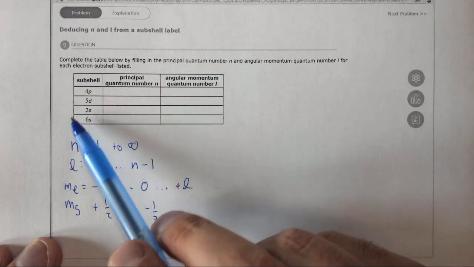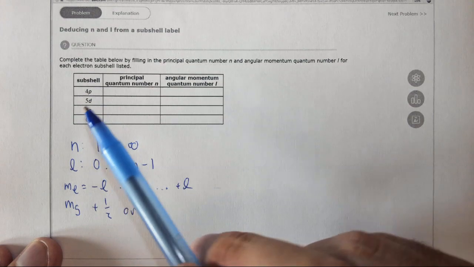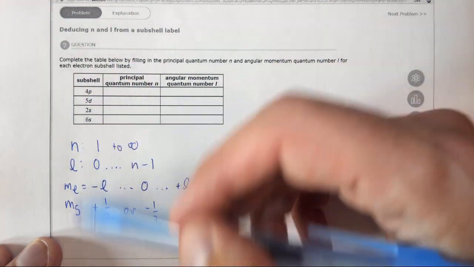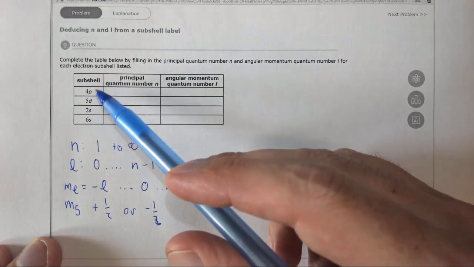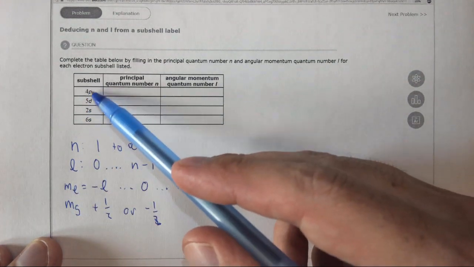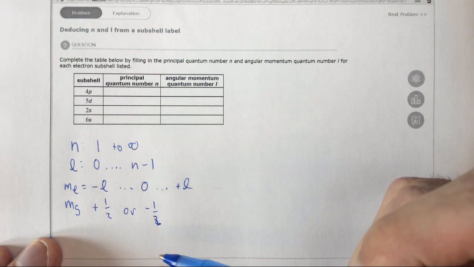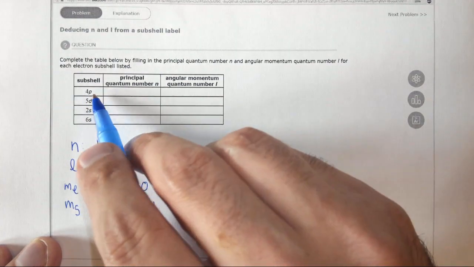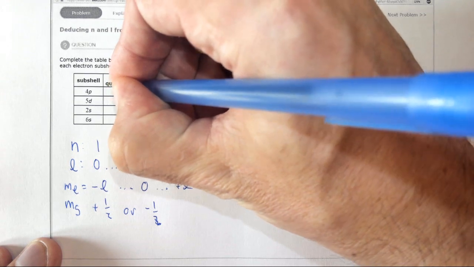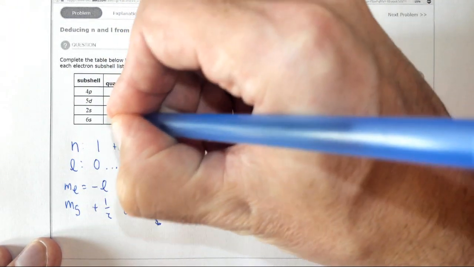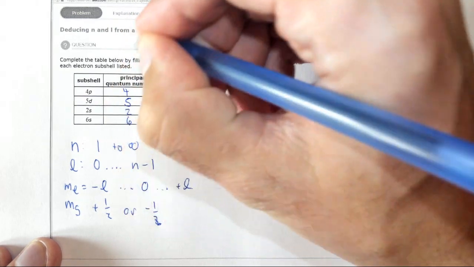So if we look at these different subshells, they have these quantum numbers. Now they don't all have all 4 quantum numbers. You can only get 2 of the 4 quantum numbers from this information. But n is given. So 4p, n equals 4. 5d, n equals 5. 2s, n equals 2. And 6s, n equals 6.